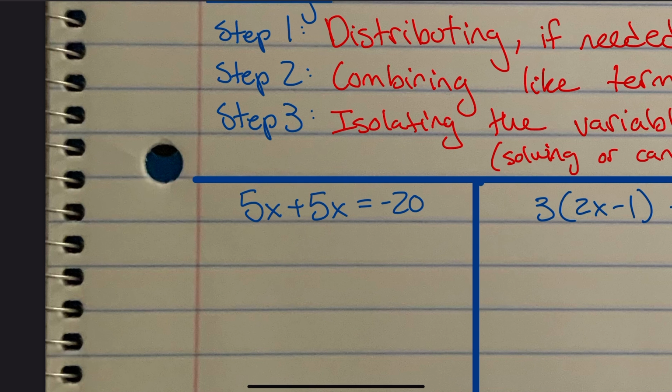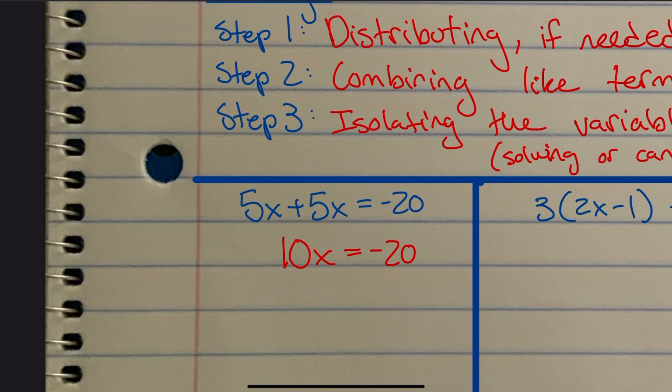Step 2, combining like terms. Okay, so I look at this and I see that I have 2 terms that have an x in it. So we have 5x and 5x. These 2 numbers can be combined. So 5 plus 5 is going to be 10. And then we keep that variable the same, so it's going to be x. I didn't touch that negative 20 at all, so it's going to stay the same as well.